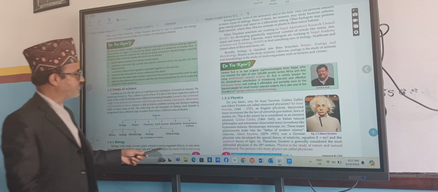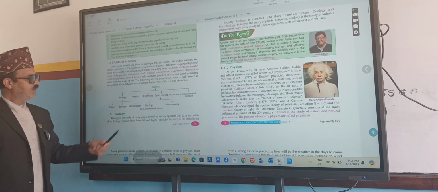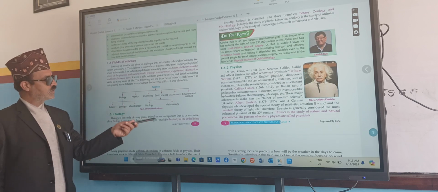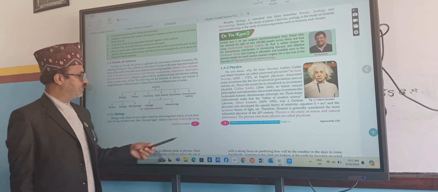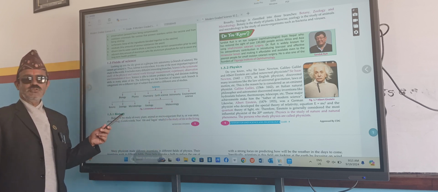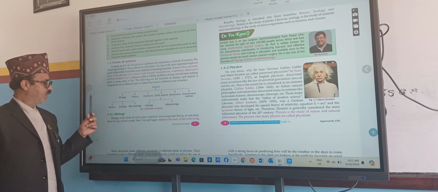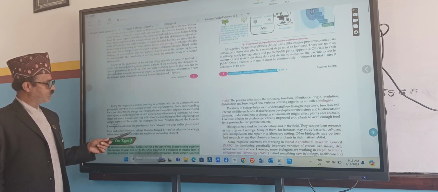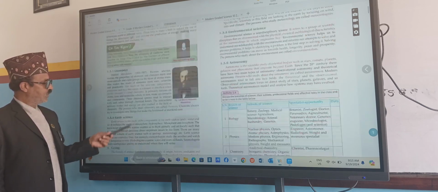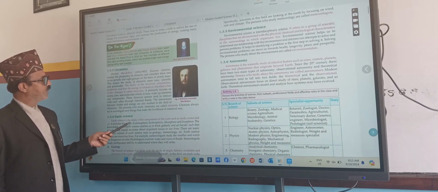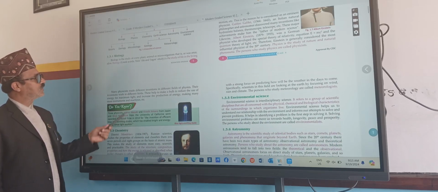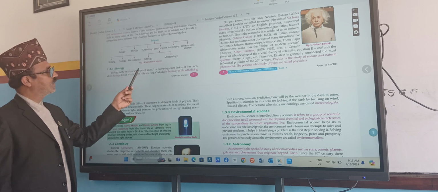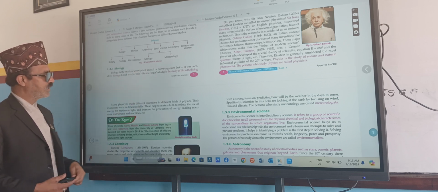There are different fields of science. What are they? Biology, physics, chemistry, earth science, astronomy, environmental science. In biology, there are three subdivisions. What are they? Botany, zoology, and microbiology. And in earth science also there are two. What are they? Geology and meteorology.